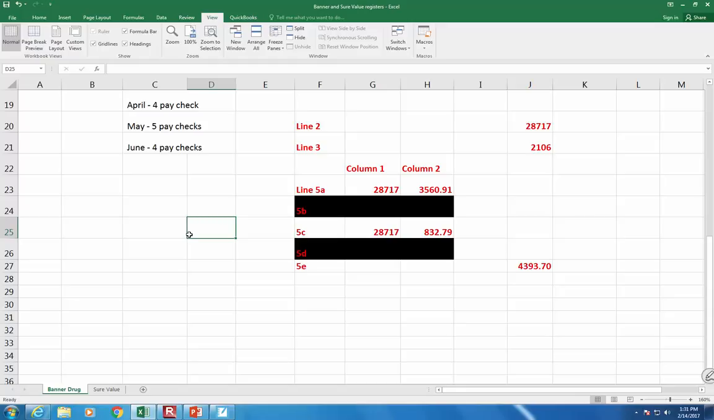So, just based on what we have here so far, what is the total amount of FIT for the quarter? What's the total amount of FIT for the quarter, Colin? Shaz, what's the total amount of both shares of FICA for the quarter? Right here, isn't it? 43.93.70, both shares of FICA.